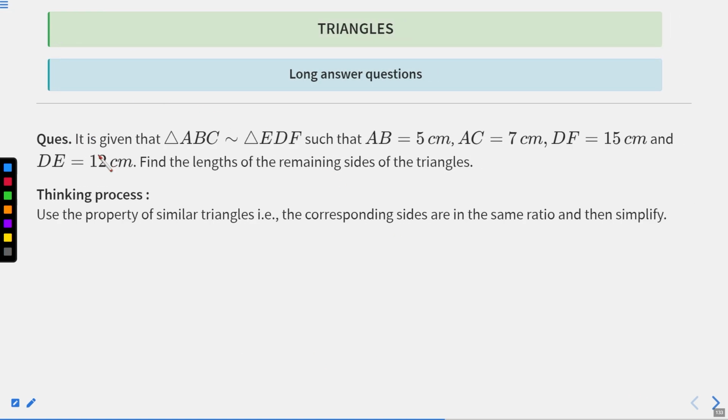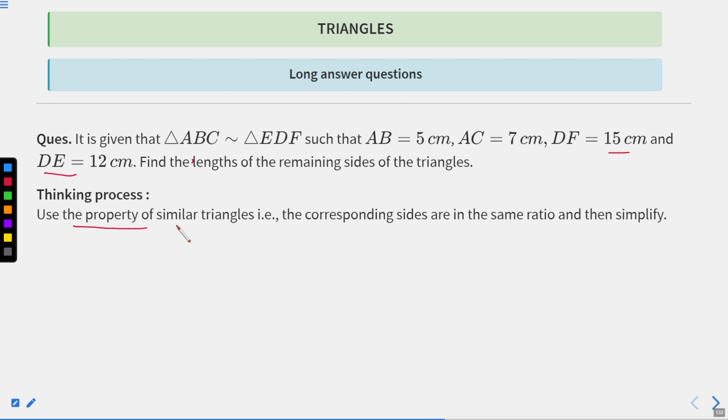So here in this question, it is given that triangle ABC is similar to triangle EDF such that the length of AB is equal to 5 centimeter and length of AC is equal to 7 centimeter, and length of DF is equal to 15 centimeter and length of DE is equal to 12 centimeter. Then we have to find the length of the remaining sides of the triangle. Okay, so here we first think about the approach of this question. So how to solve it? Here we use the property of similar triangles, that their corresponding sides are in the same ratio.